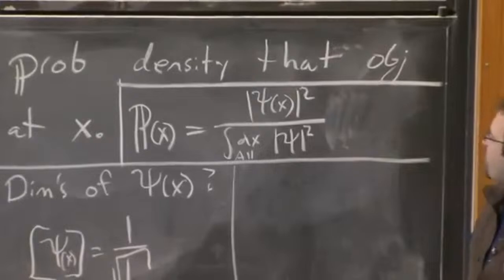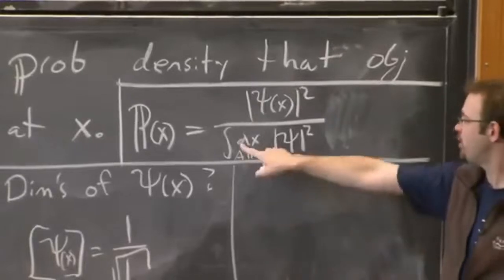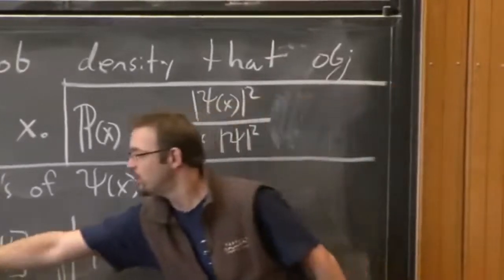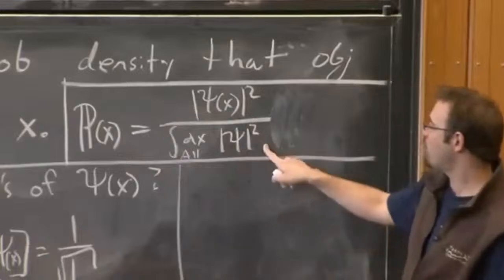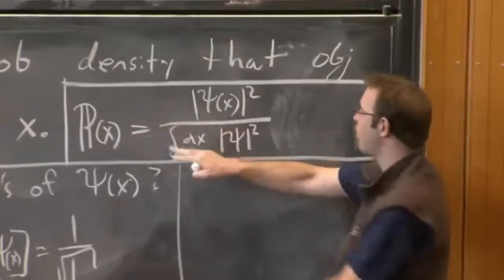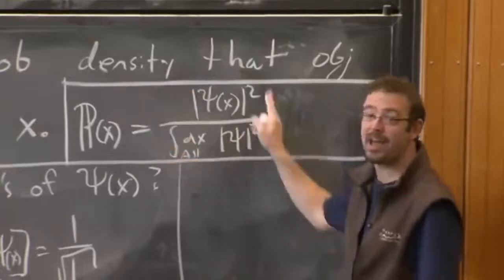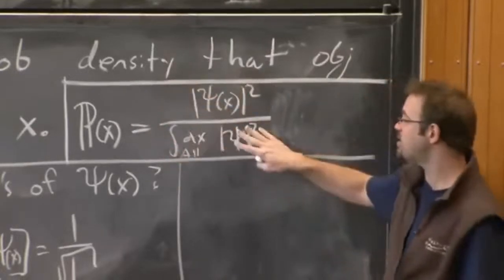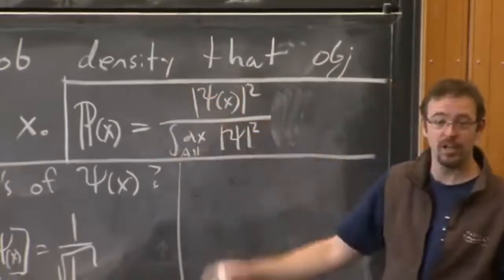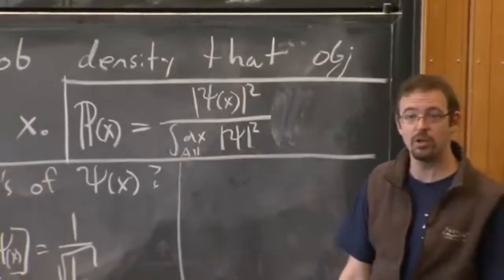So notice that if we've properly normalized the wave function, this denominator is equal to 1. But if we haven't properly normalized, it's not there, right? And then it's equivalent. But if we haven't properly normalized it, then this probability distribution is automatically properly normalized, because this is a constant. When we integrate the top, that's equal to the bottom. It integrates to 1. Cool?